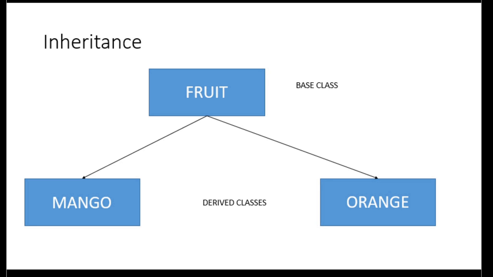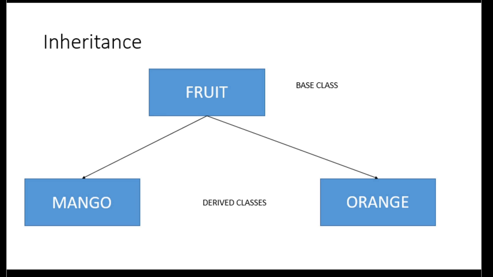Let us see this particular example which is representing some classes. Here we have three classes. The first class is fruit, followed by two classes, mango and orange. As we all know, objects are the representation of real life entities. So both mango and orange have to have the properties of a fruit.